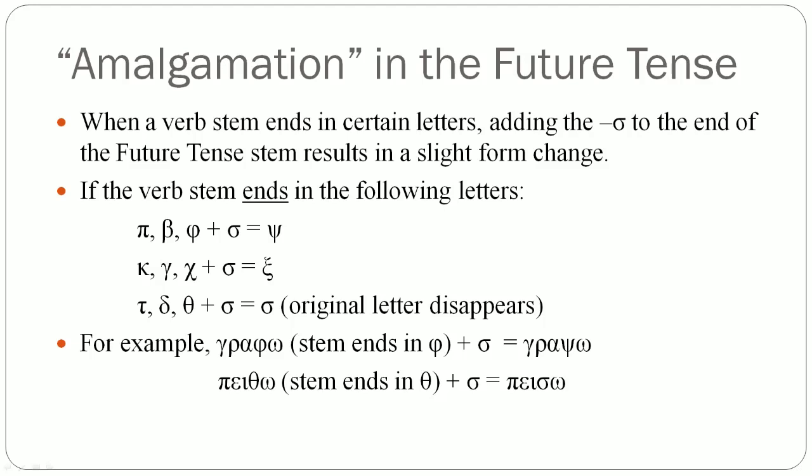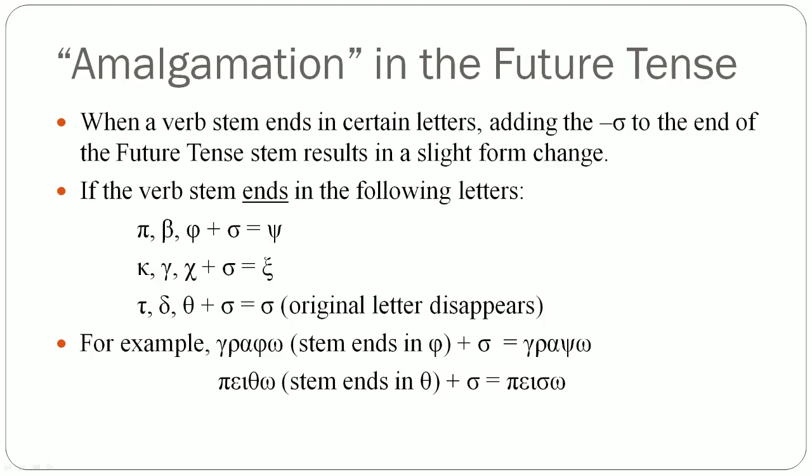Okay, and let's go over these. Okay, if you have a verb and you take off the omega ending that is on the dictionary form, look at that verb stem now, and if the verb stem ends in one of these three letters, when you go to add the sigma, something will happen. Okay, and those three letters are pi, beta, and phi. And those are kind of a family of letters. Okay, and those three, when you go to add the sigma, those three letters will turn into a psi.